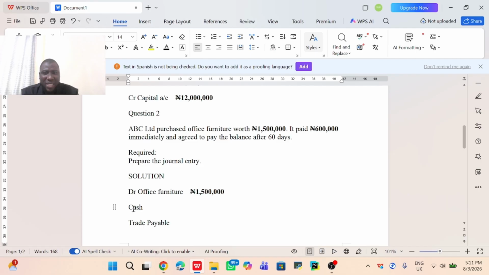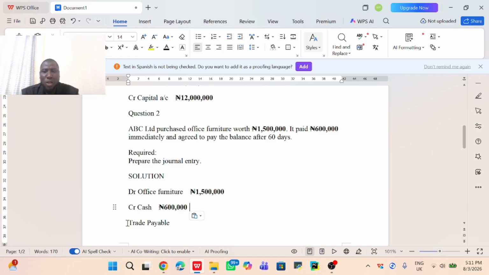That means you paid 600,000 immediately from your cash. From the amount of money you have at hand, you pay 600,000. Let us assume that you have 1 million naira as cash at hand, right? And you paid 600,000 naira out of it. The remaining balance you will have at hand is what? Is 400,000 naira. It reduces your what? Your cash. That is the reason why your cash will be credited with how much? 600,000 naira, right?